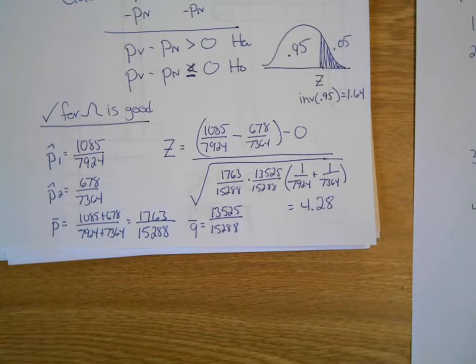What'd you get? Up on top. 8.87. Did you? Oh. 1085 divided by 7924. 678 divided by 7364. That's in parentheses. 1763 times, oh, I got a 7 in there. Right at the very end, I want a 1. Is that what you guys got?